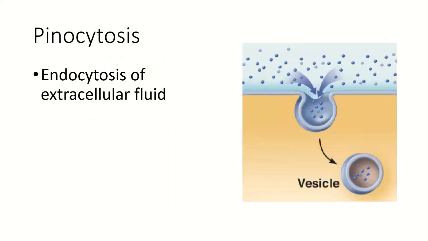Pinocytosis, on the other hand, literally means cell drinking. This is when a cell takes in a sample of the extracellular fluid. For one reason or another, there may be a high concentration of some sort of molecule out there that it's trying to get into the cell, but it's going to perform a similar procedure where you have this invagination or infolding of the membrane that pinches off and then forms a vesicle that can then move throughout the cell.